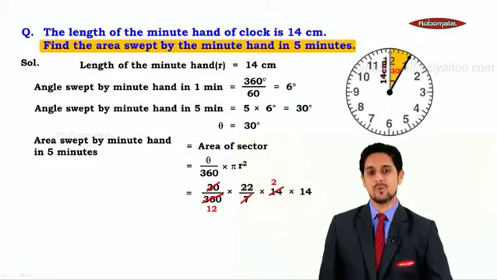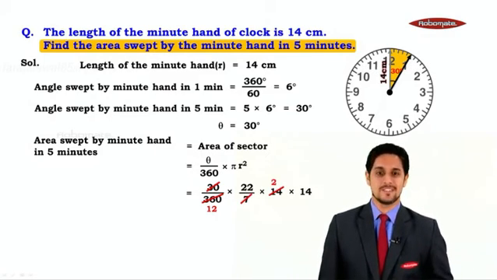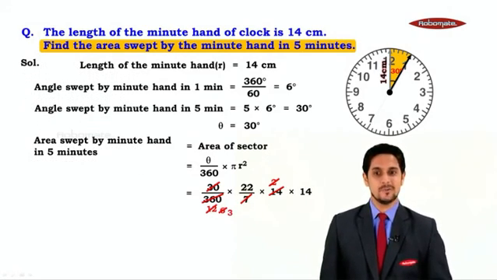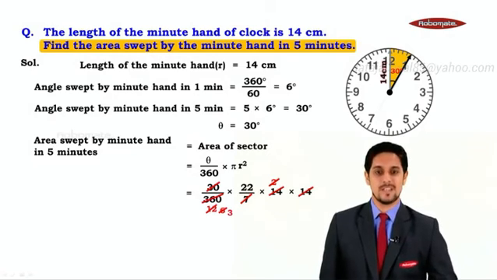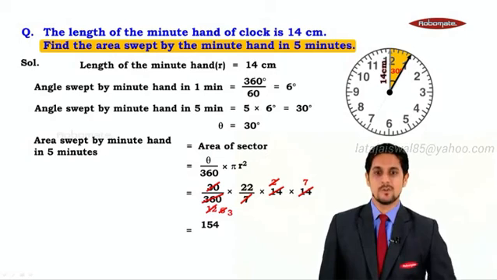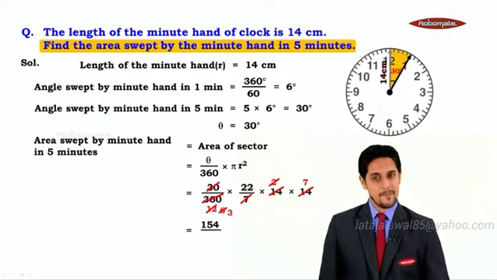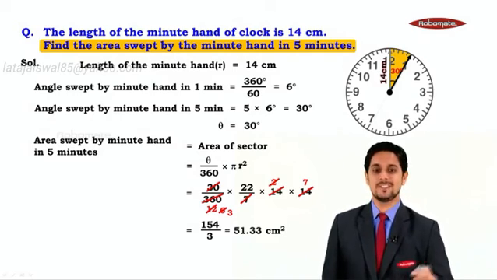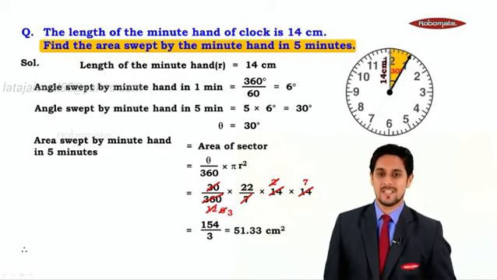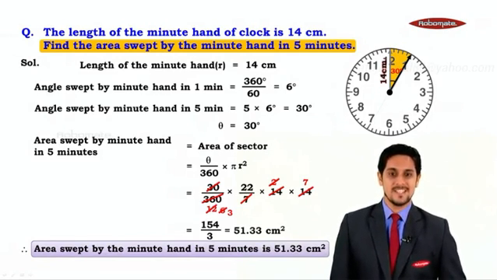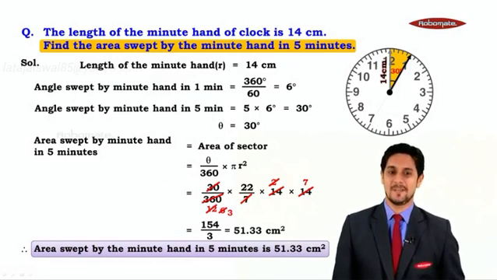Again further, 7 into 1 is 7 and 7 into 2 is 14. 2 into 1 is 2 and 2 into 6 is 12. Further, 2 into 3 is 6 and 2 into 7 is 14. The product of the two terms in the numerator is 154 upon 3. The division gives us the answer as 51.33 centimeters square. So we can say the area swept by the minute hand in 5 minutes is 51.33 centimeter square.